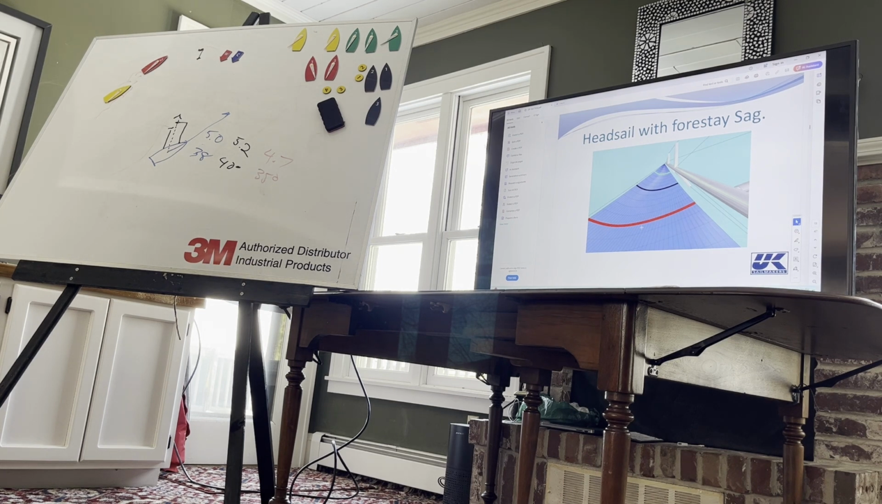Here's our sail, right? Here's our curve, right? When this headstay sags, what happens? It goes like this. Okay. When we get it tight, it goes like this, right? So this is draft aft and flat. This is draft forward and deep. And that's how we control that.